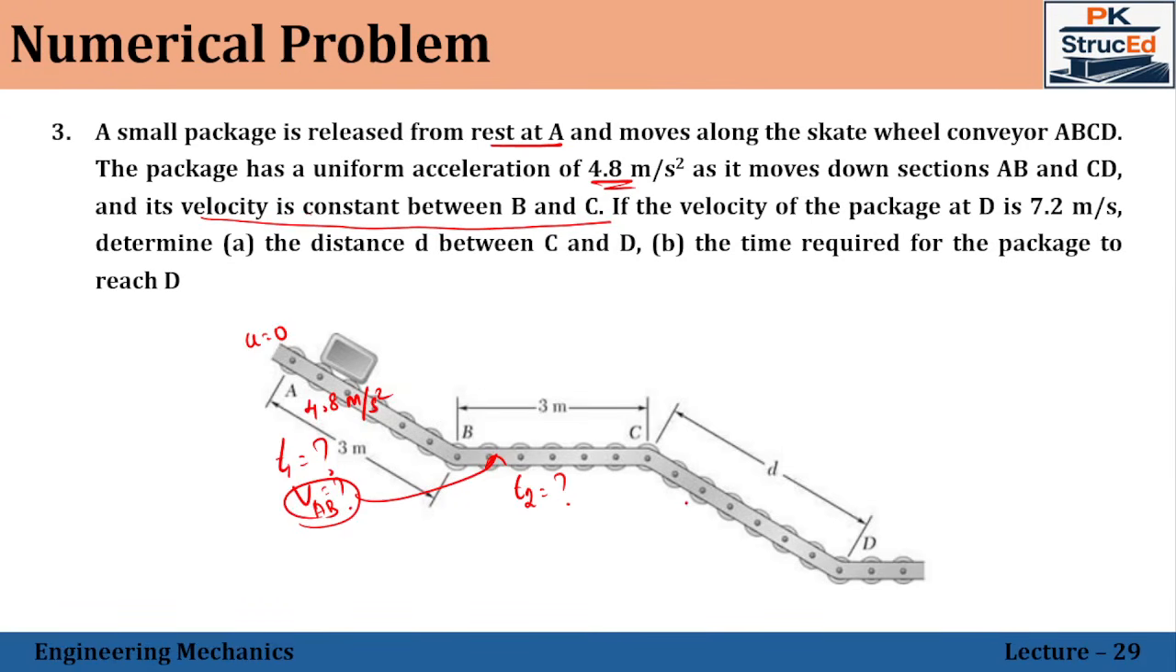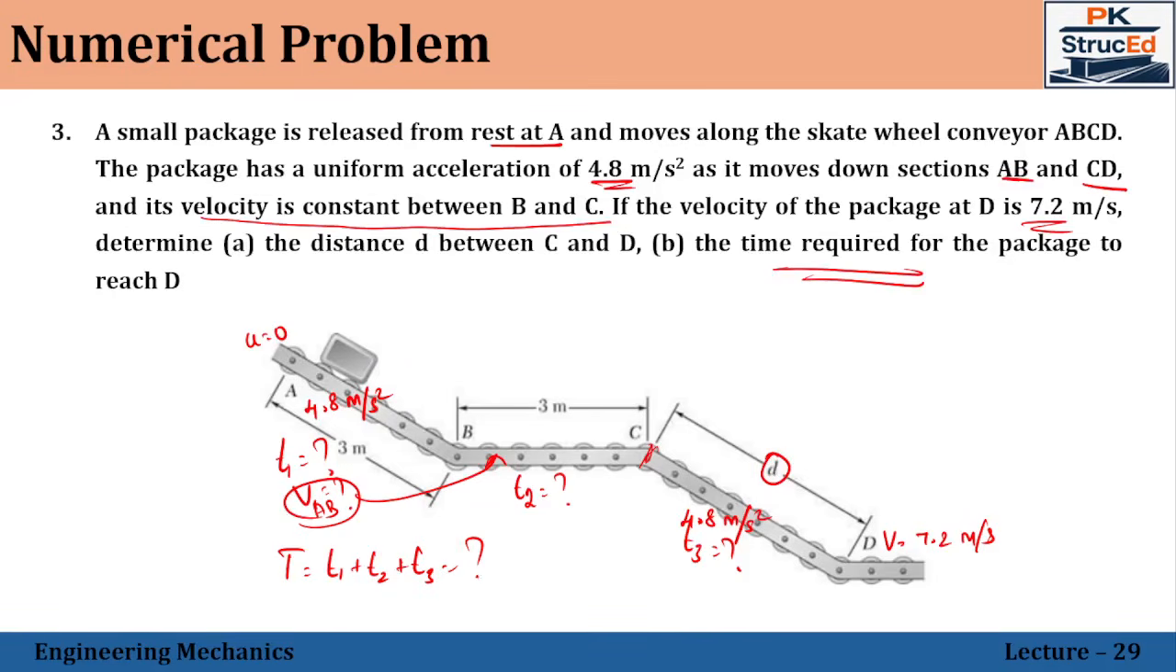And moving on with the third segment, VAB will be the initial velocity for this segment, and the final velocity at the point D has been given as 7.2 meter per second. During this segment also, the package is going to maintain the uniform acceleration of 4.8 meter per second square as it moves down the sections AB as well as CD. So we need to calculate this distance as well as T3. Why T1, T2, T3 have to be calculated is that the second part of the question asks for the total time, T1 plus T2 plus T3.